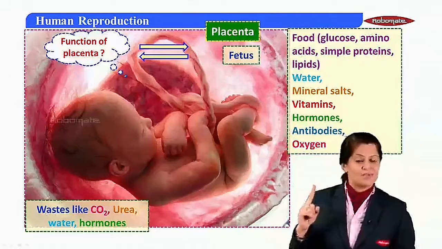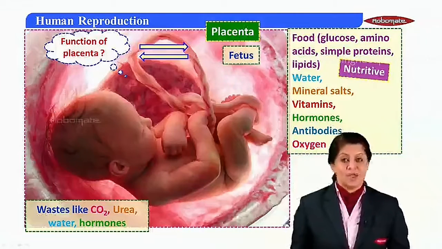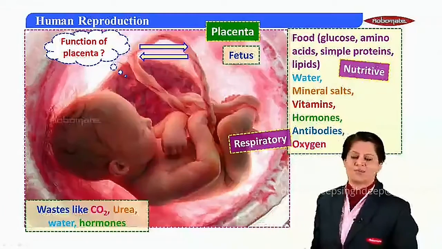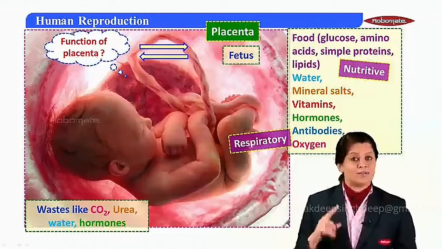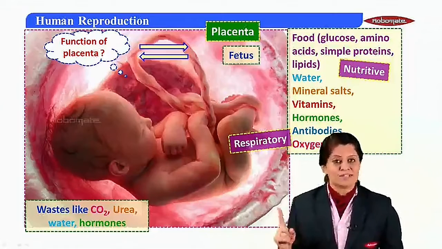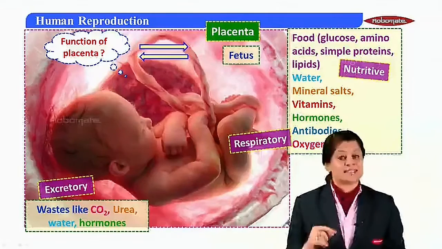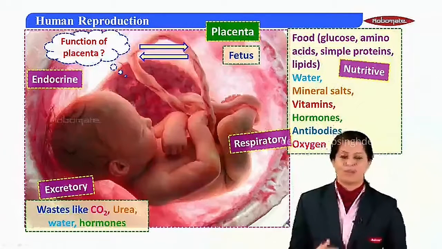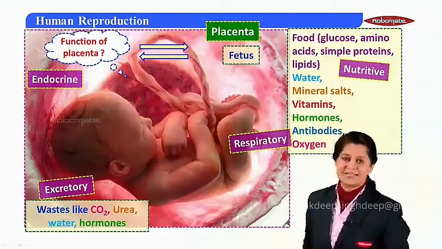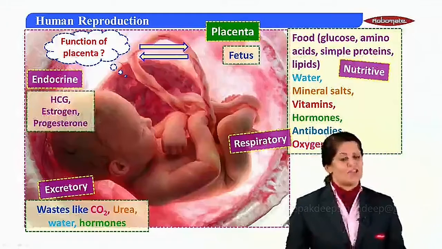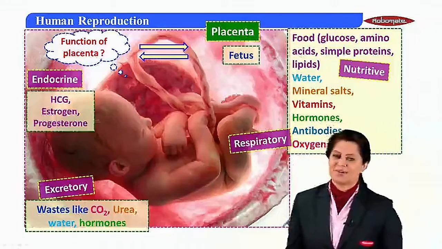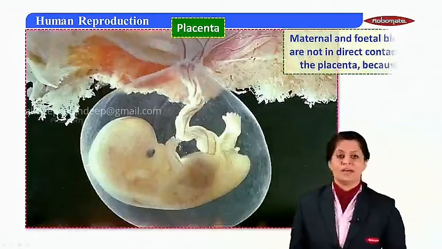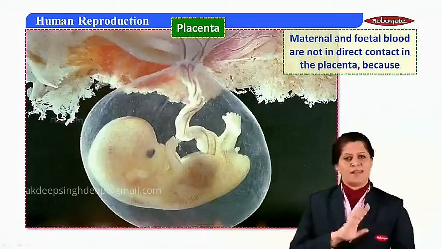Food is transferred, so we say it's nutritive. Also, students, it's respiratory because oxygen and carbon dioxide transfer is taking place. And there is waste passed on from fetus to mother. That means it is excretory, and it is endocrine in function also because it produces and releases certain hormones like HCG, estrogen and progesterone.